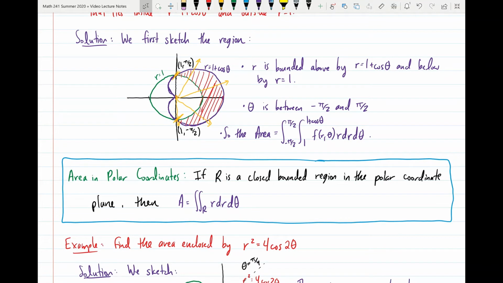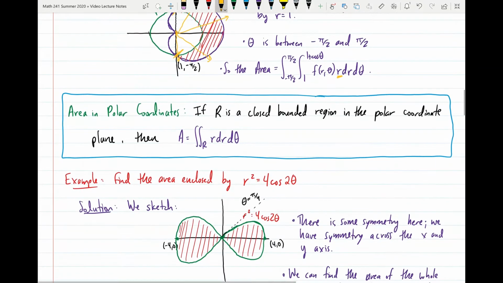So the area is going to equal the iterated integral, where our first integral is the integral from negative pi over 2 to pi over 2 of the integral from 1 to 1 plus cosine theta of f of r, theta times r. Remember, we have to add that in there, dr d theta.